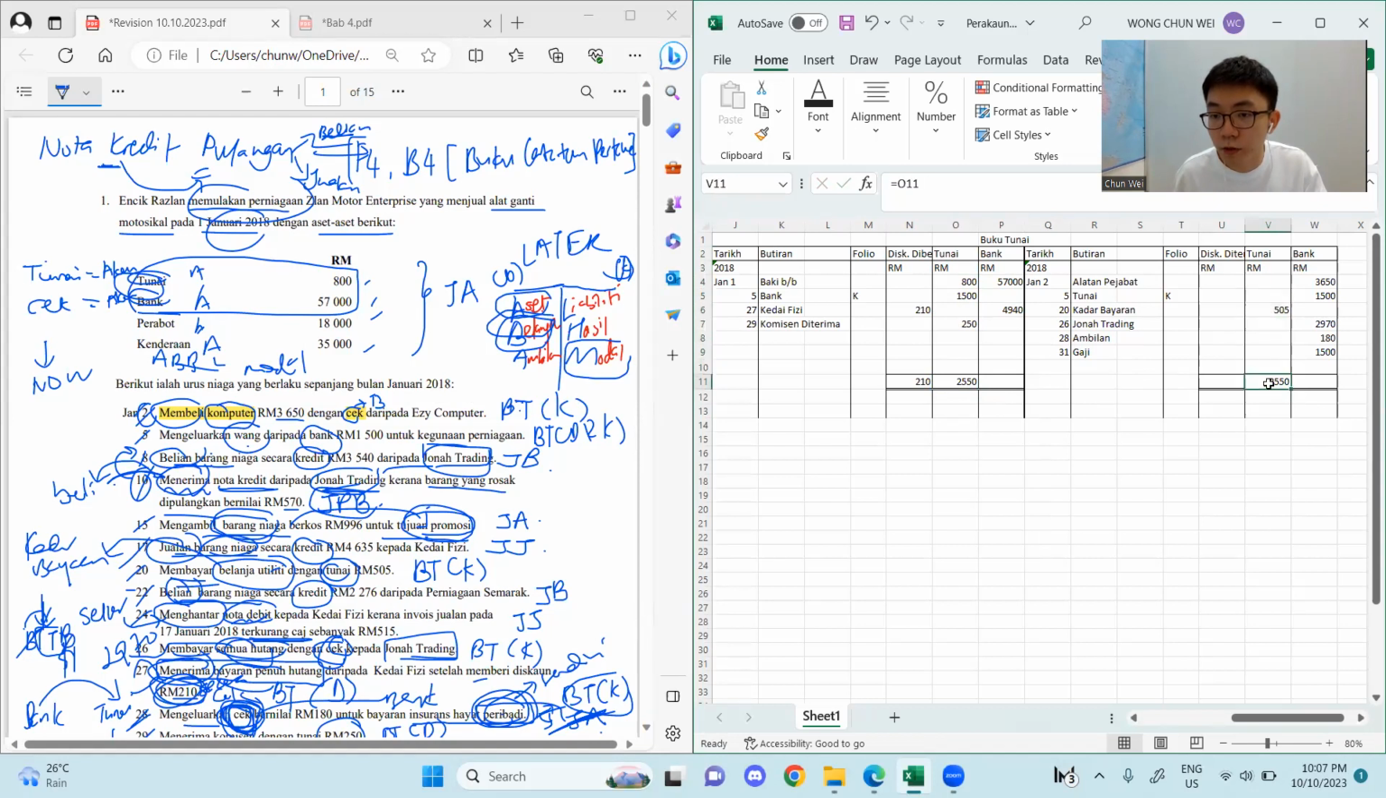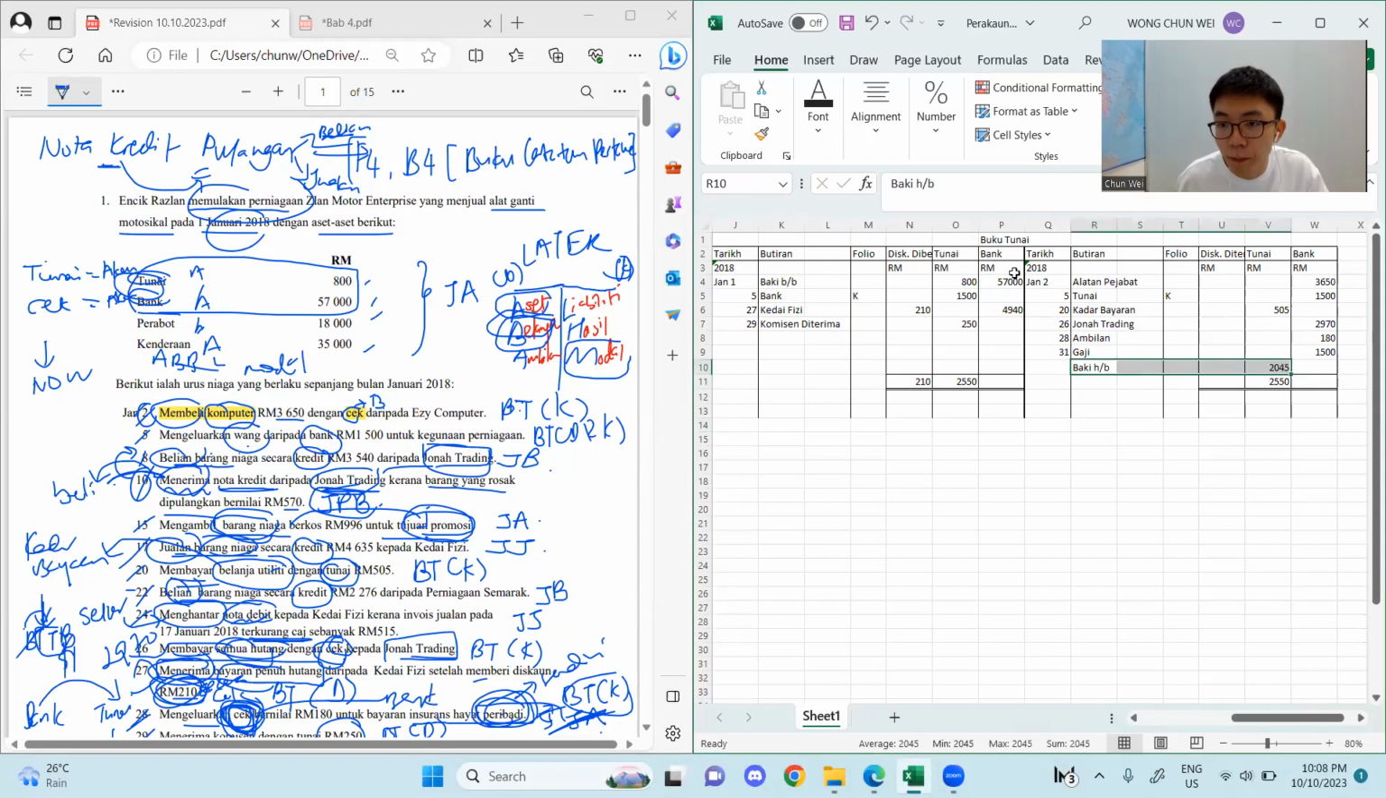You cannot add up to this figure. Actually, I have to add the figure. So what is the difference? You minus it. You use 2,550, the jumlah, minus everything in the tunai, 505. You get 2,045. So this 2,045 is your Baki DB. Sorry, Baki HB. Hantar ke bawah.